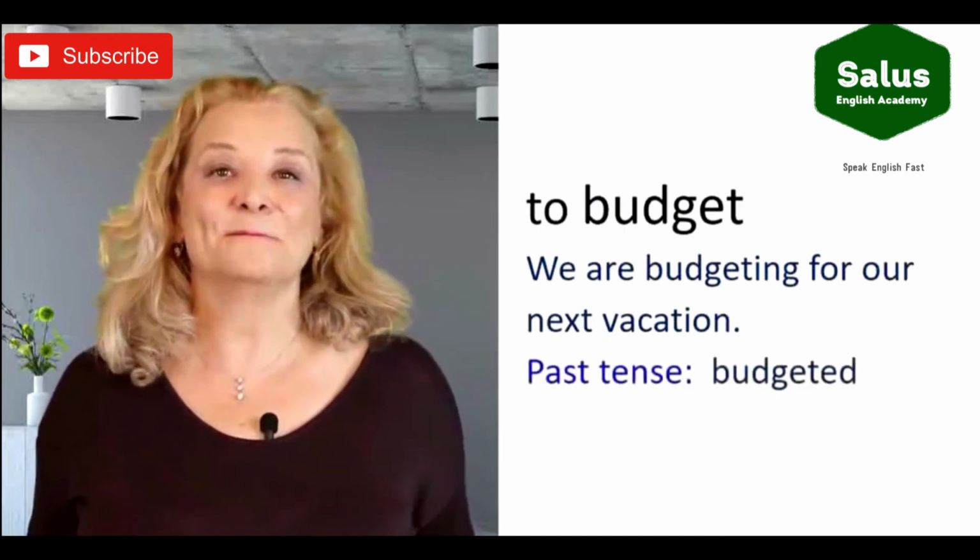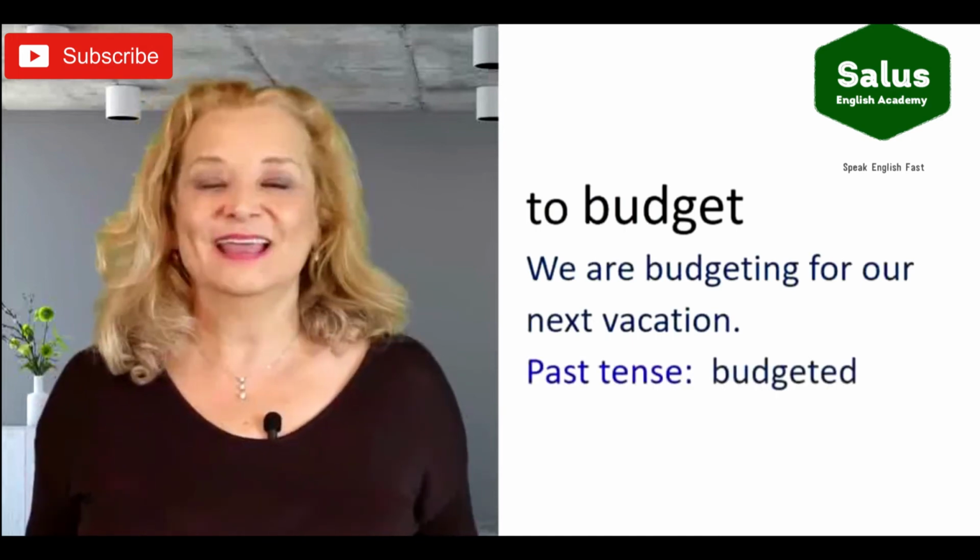Now we're budgeting for our next vacation. And the past tense is budgeted. Yes, budgeted. We budgeted for. And there's an expression that I like that I think is really funny. The first time I heard it, I was laughing. What's that? That is when you have very expensive taste and you like really expensive things, but you don't make enough money.